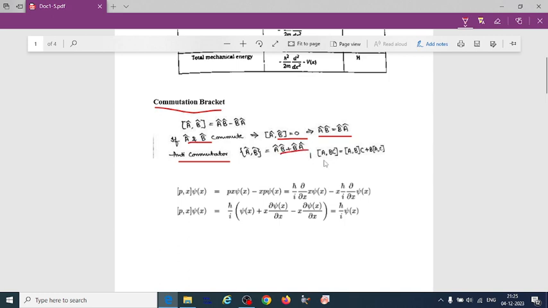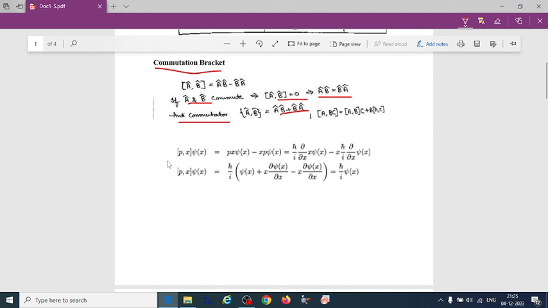If in some other case a comma bc has been given, then how will we write the commutation relation? It is a comma b square bracket into c plus b into a comma c.